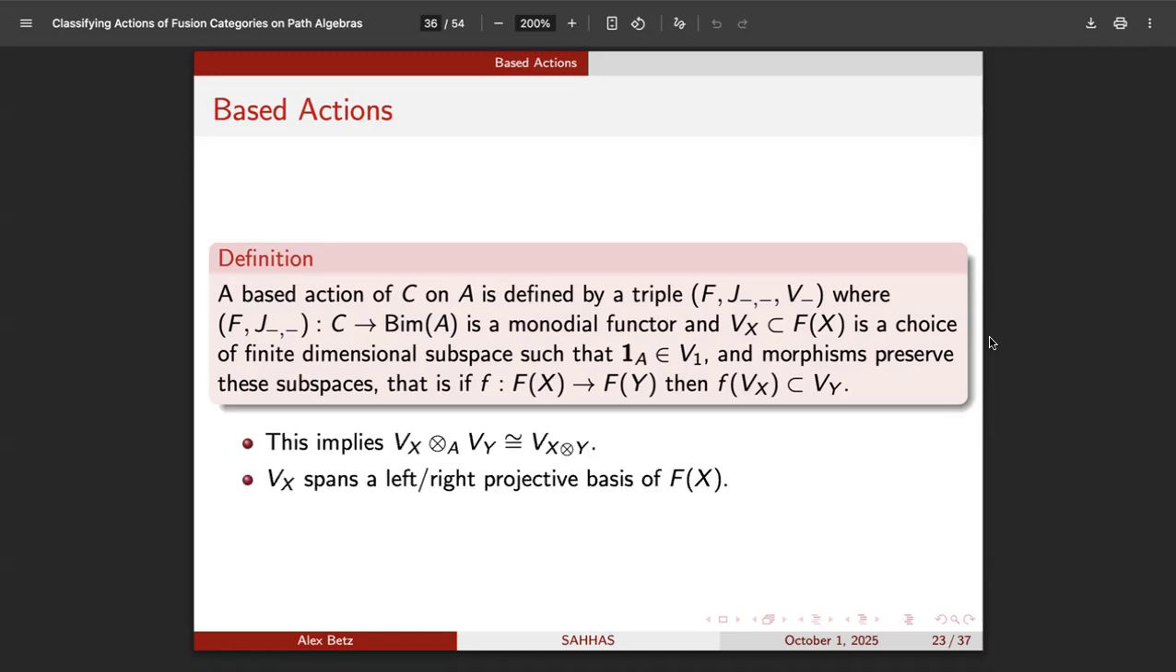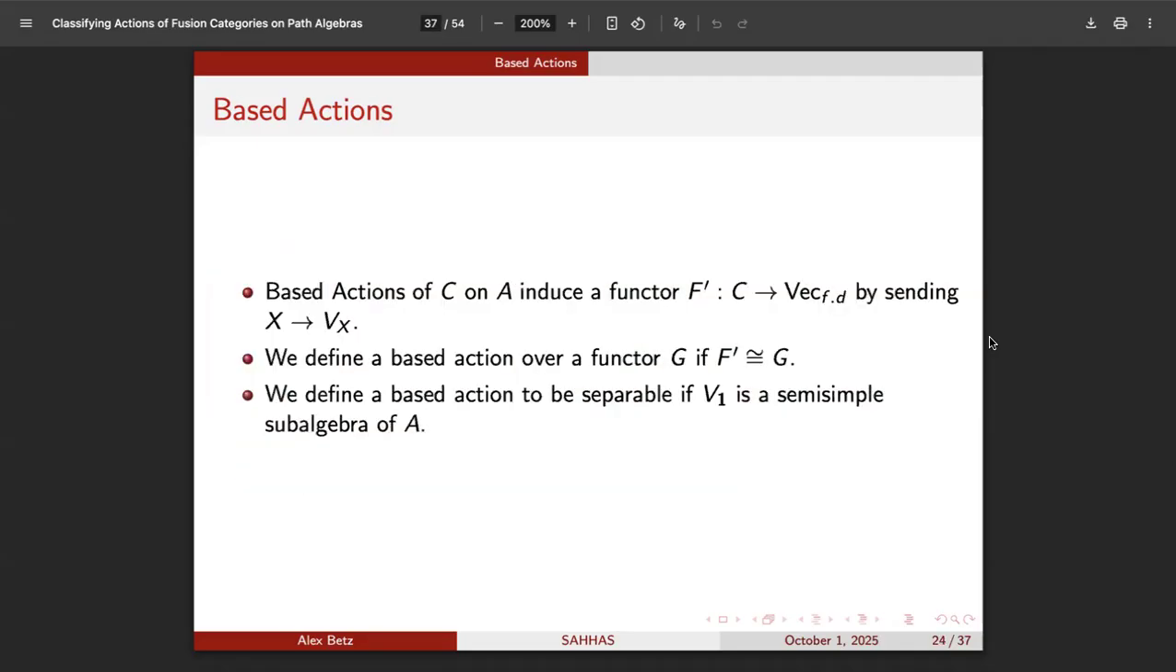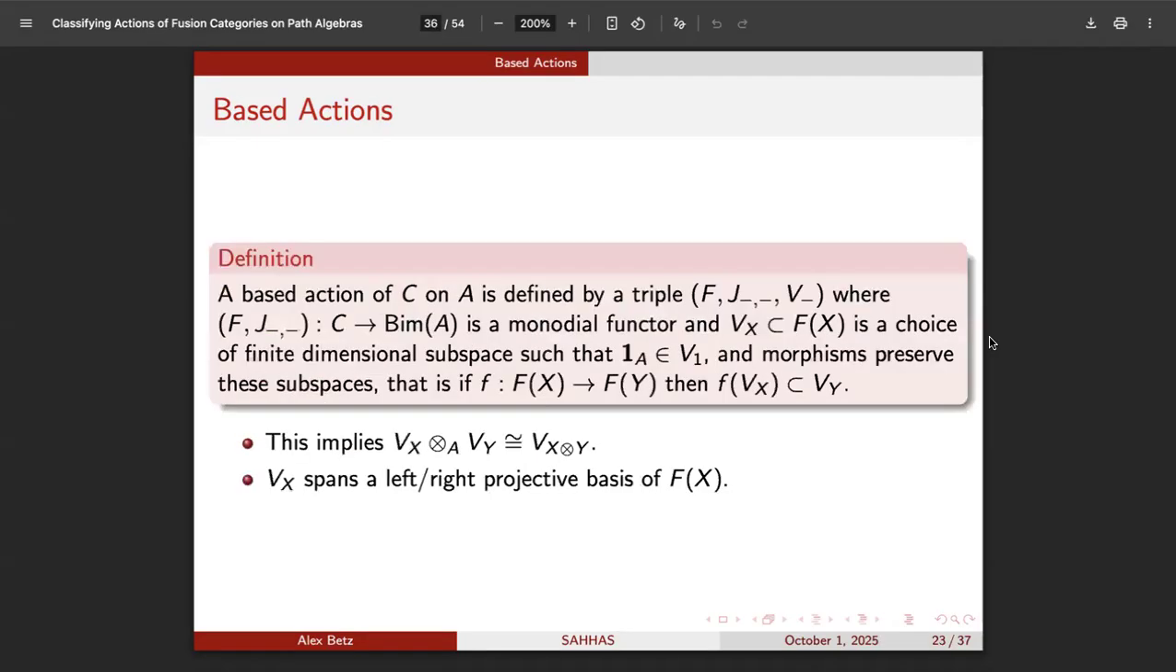This implies that these subspaces tensor together pretty nicely, with Vx tensor over A Vy isomorphic to V of x tensor y. Also, you can work out pretty easily that Vx will span a left-right projective basis of the bimodule. Sorry, what is a projective basis? Yeah, what that means, a projective basis.